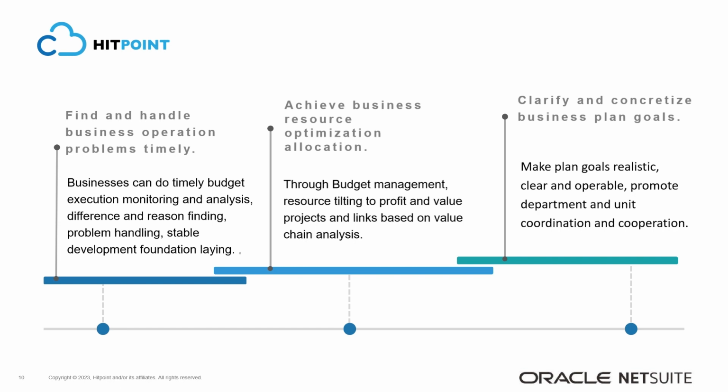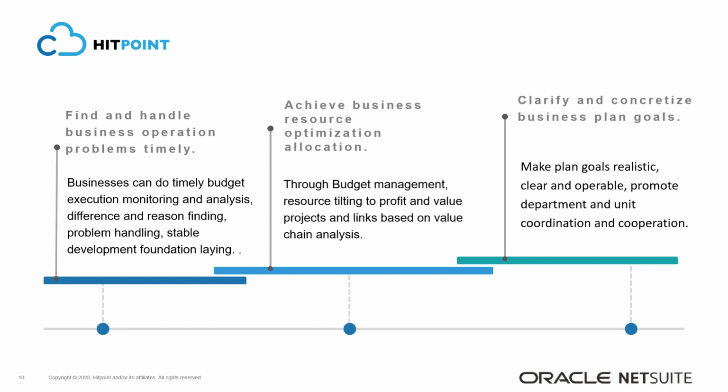Second, optimize enterprise resource allocation. Through budget management, enterprises can understand the status of their own resources, determine whether they can support the planned and budgeted targets, and procure or adjust in time if there is a shortfall. At the same time, according to the business value chain analysis, resources are tilted to the projects and links with the greatest profit and value.